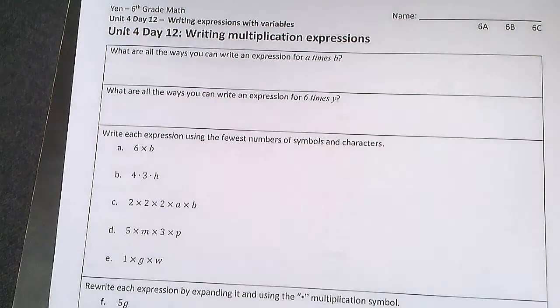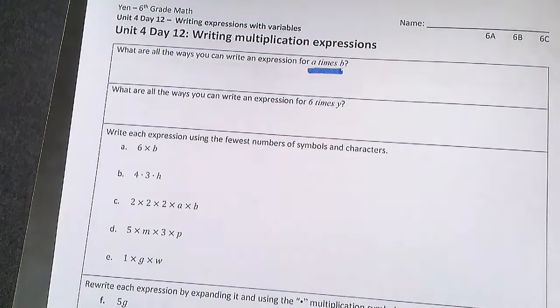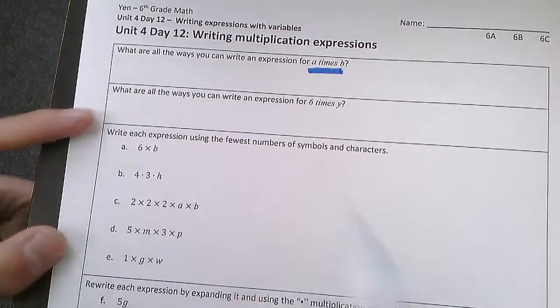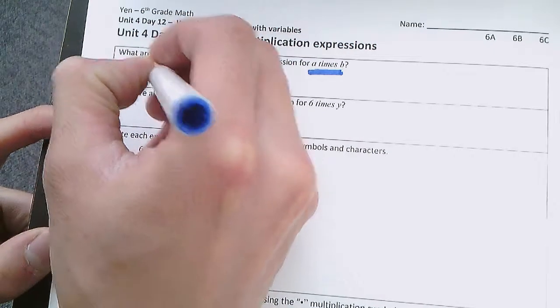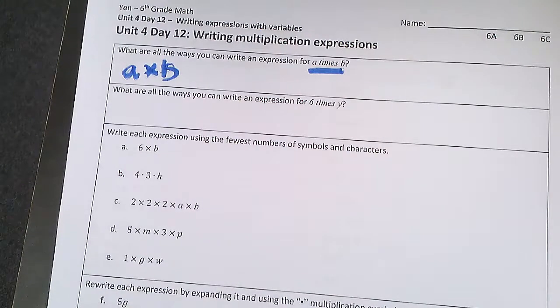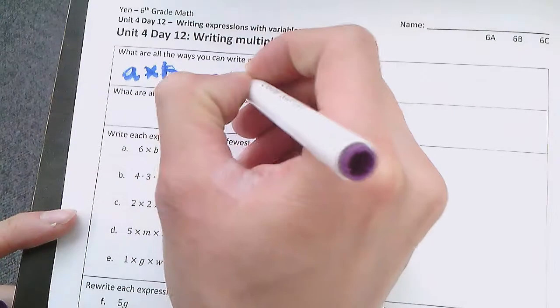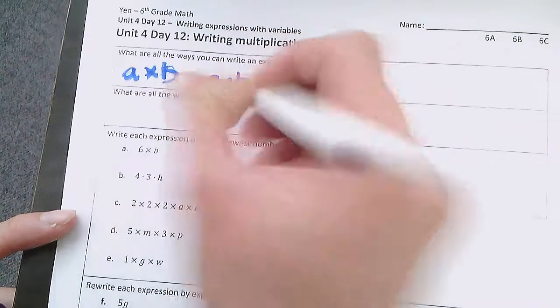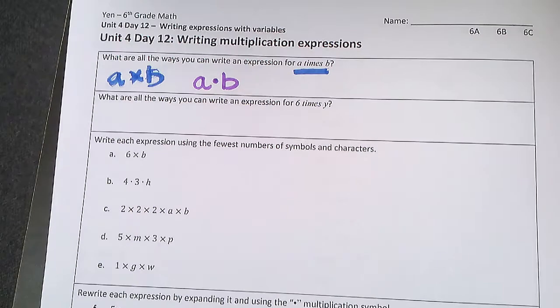So let's start by first thinking about what are all the ways that we can write an expression for A times B. Well, we know that there's A and then the X as a multiplication symbol, A times B. That's one way. And we also learned that we can write A and then a little dot like that as the multiplication symbol. That also means A times B.